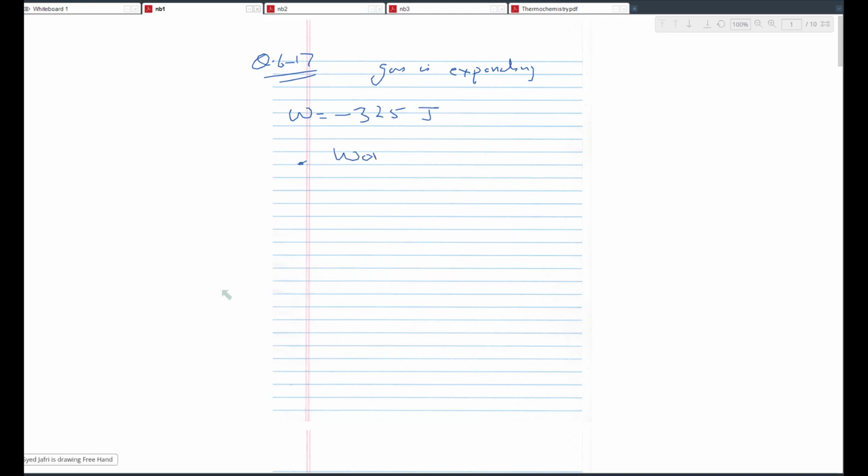So whenever they say work done on the surroundings, it means what? Expansion, or... Yeah, it means work done by the system. If the system is doing the work on the surroundings, the value we take is negative, and that is expansion. Got it. So now we know that's negative. Now what next? At the same time it absorbs. So what is this?